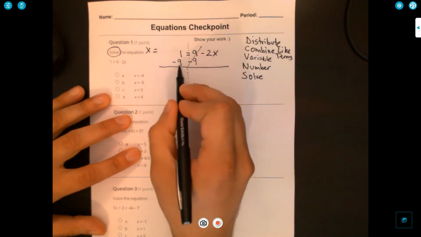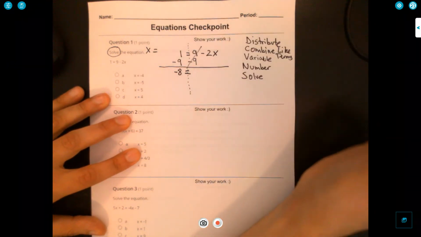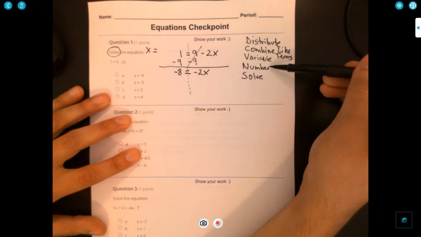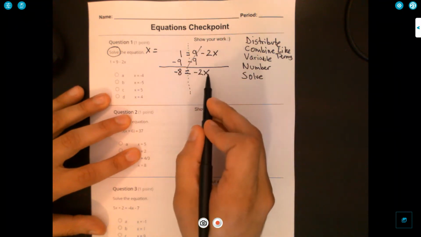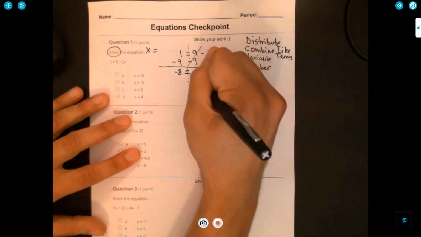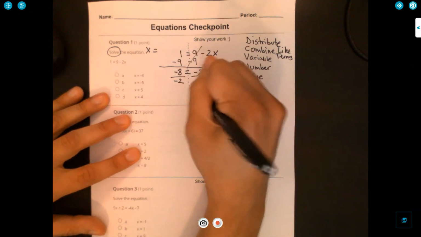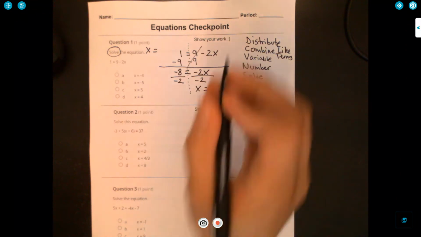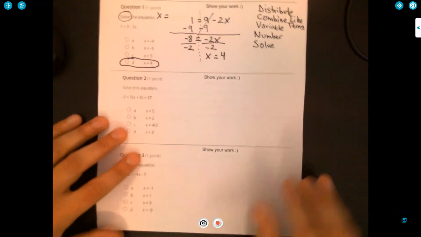So we get 1 minus 9, or negative 9 plus 1, which is negative 8, is equal to, bring down our negative 2x. All right, so we got the number on one side. We got variable equal to number, so now we can solve. We have a negative 2 times x, so we're going to divide by that negative 2, include the signs and everything, on both sides. So x is going to be equal to negative 8 divided by negative 2, which is positive 4. So D would be the best answer.